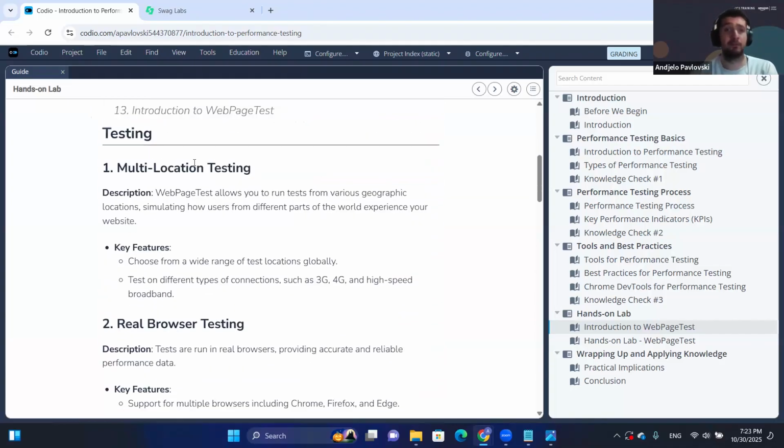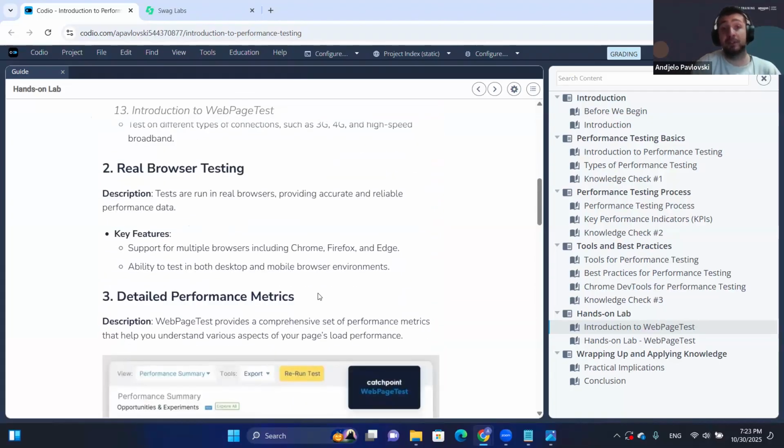It also supports multi-location testing, so you can test it from various geographic locations, which is a very neat feature. You can see what's happening with different connections, and how the performance will be from a different country, which can vary, of course. It has real browser testing, so it's done in a real browser. It's not something that simulates some environment where it performs the test. So it can be done in Chrome, Firefox, Edge, and so on.